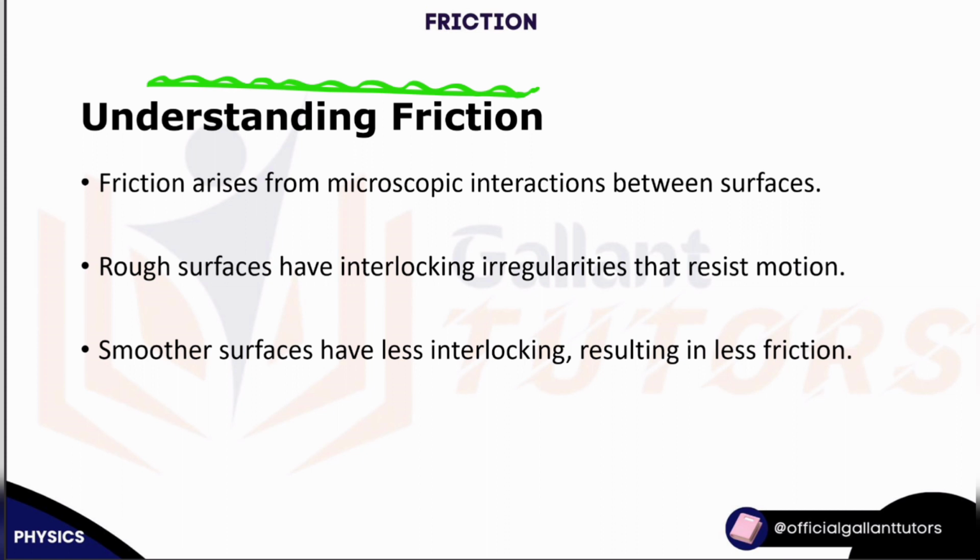Smooth surfaces, though they have interlocking, have it to a lesser extent. Let's say tiles. It's easier to fall on a tile ground than on one that has just been cemented, because the tiles serve as a smooth surface. It reduces friction, though friction is present, but to a lesser extent.